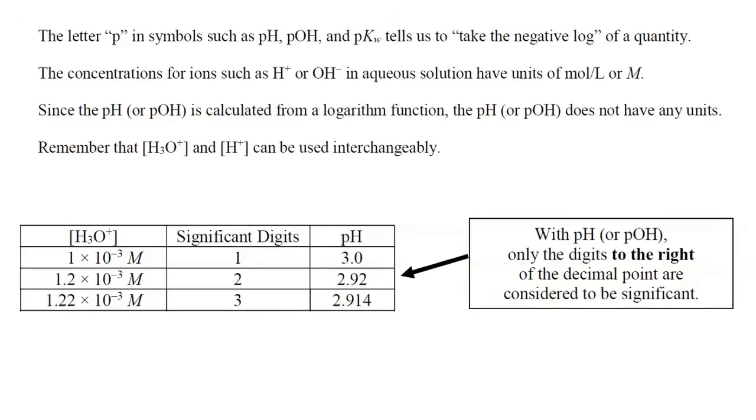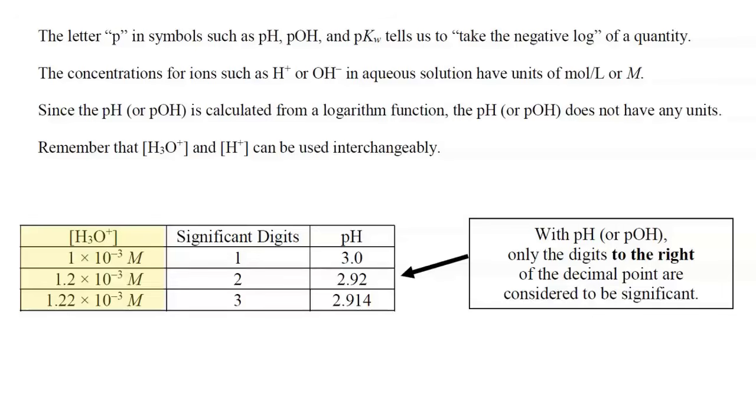One more comment before we get to question 3 of the packet, and this is about significant figures. In this column on the far left, you see 3 different values for the concentration of the hydronium ion. 1 times 10 to the negative 3 moles per liter has only one significant digit. 1.2 times 10 to the negative 3 has 2 significant digits, and the number 1.22 times 10 to the negative 3 has 3 significant digits.